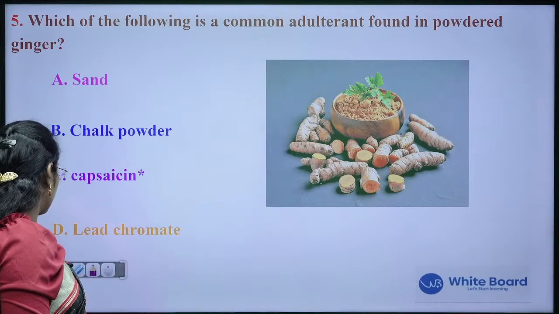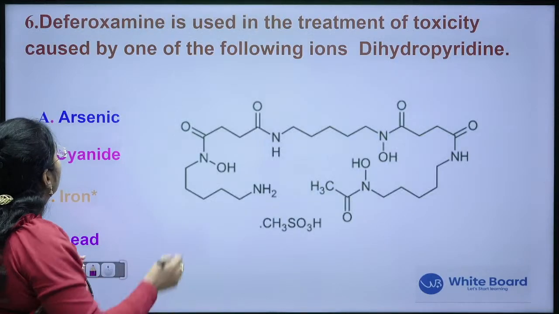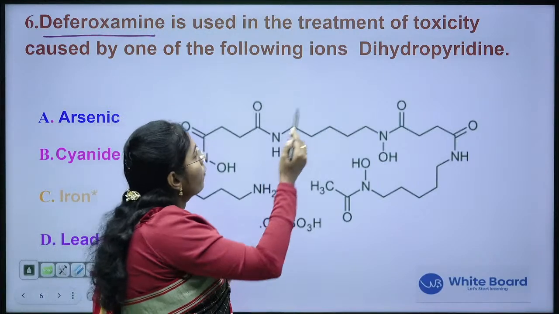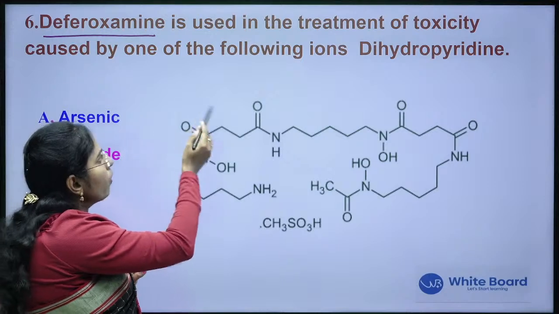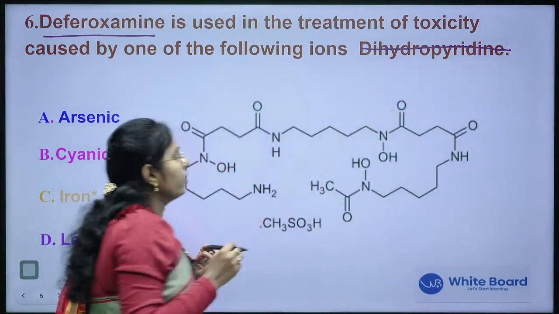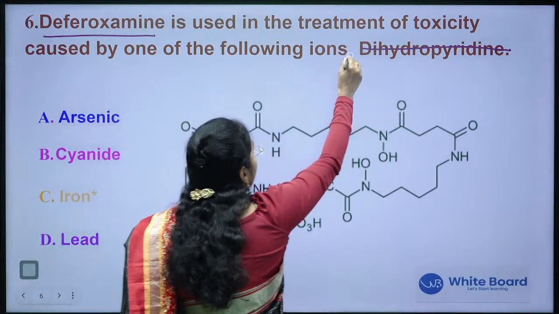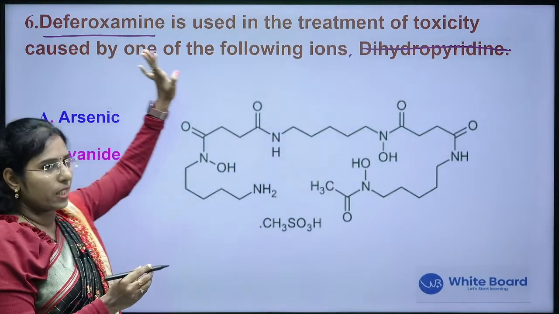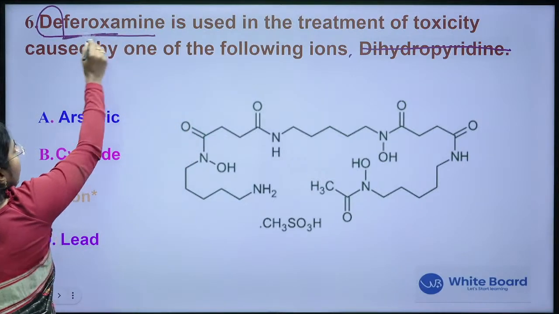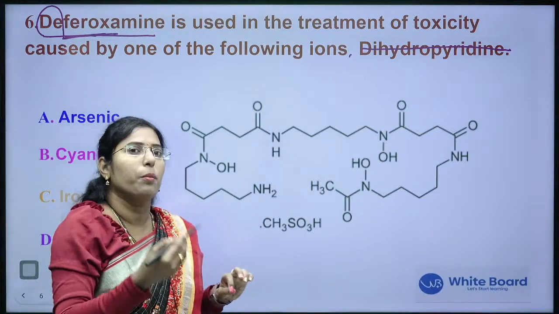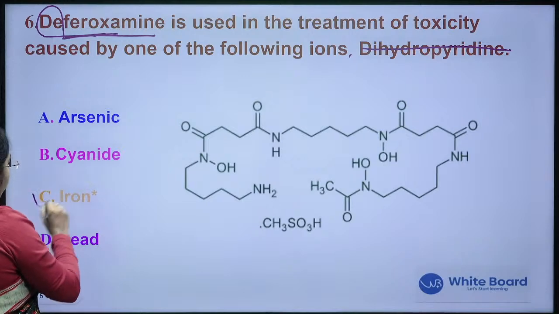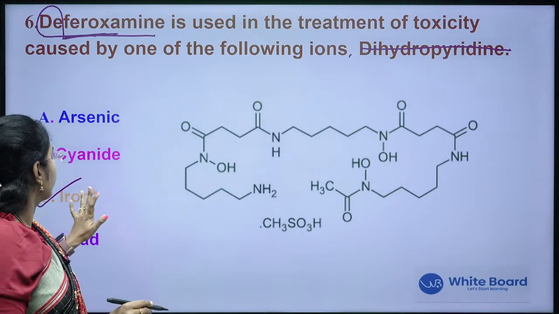Coming to the next question. Here, deferoxamine is used in the treatment of toxicity caused by one of the following ions. This is not the exact question, up to this only the question will be. So here deferoxamine: D means removal, ferroxamine, fer means ferro, nothing but ferrous, that is iron. The name itself tells that it is used for iron poisoning. So the answer is iron poisoning.